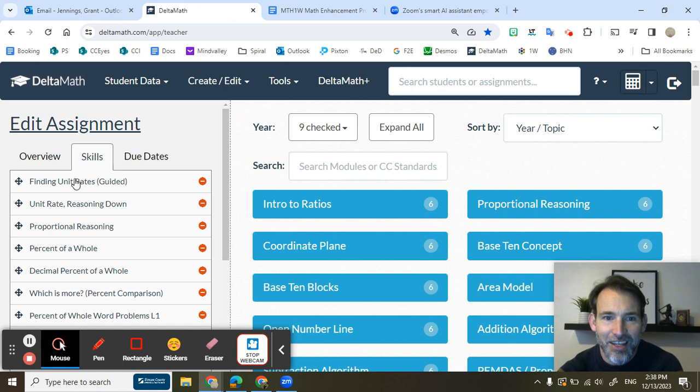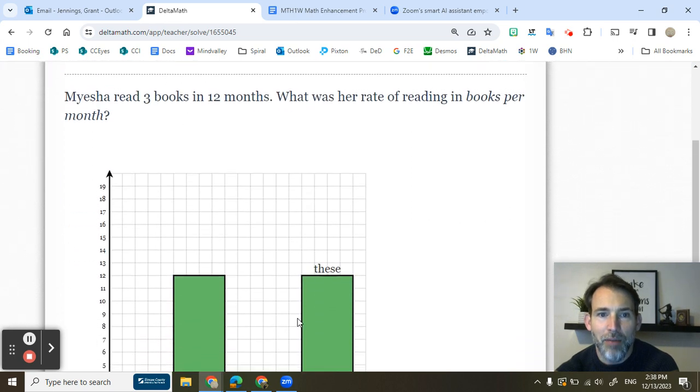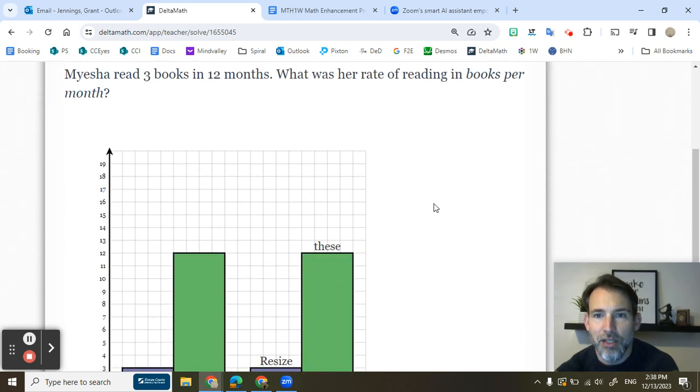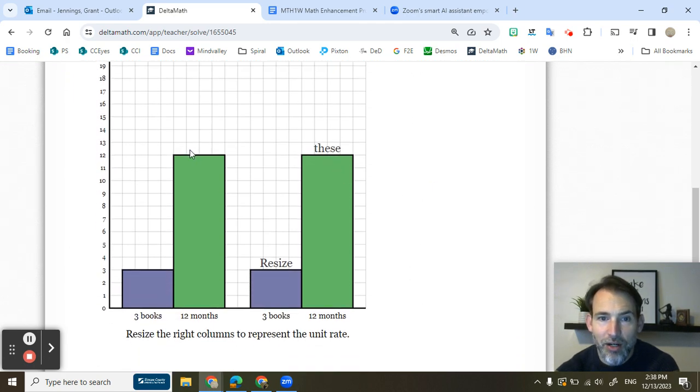First skill, finding unit rates. This is very useful, and there's two different ways that we're going to practice it here. So let's go. If Maisha reads 3 books in 12 months, what's her rate of reading in books per month? What we do with these ones is we have here 12 months, 3 books. That's the ratio, and we can visualize it. Absolutely, you want to be doing these types of things, like visualize 12 calendar pages, 3 books.